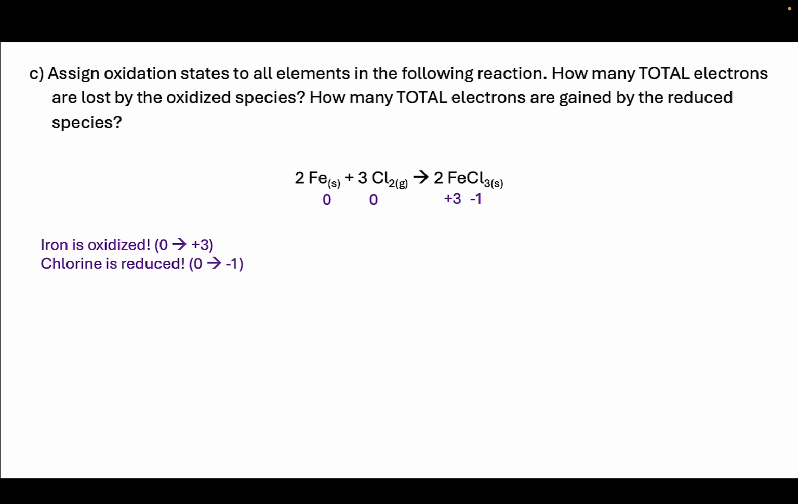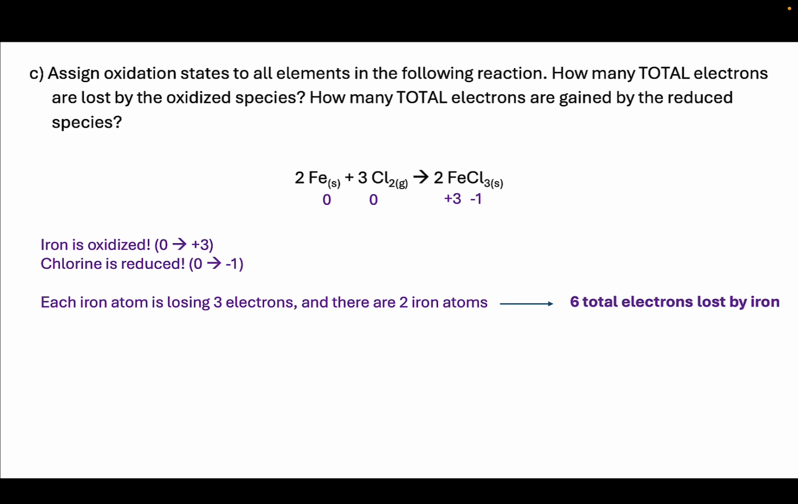It goes from 0 to -1. We have something oxidized and something reduced. But note that iron is losing 3 electrons, but there are 2 iron atoms altogether. Because if we just look at what's oxidized and reduced, it looks like iron is losing a lot more electrons than chlorine is gaining.